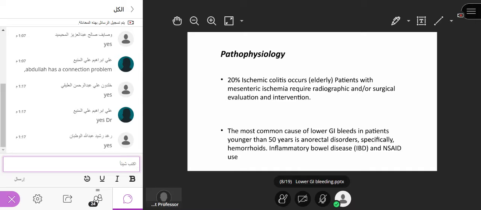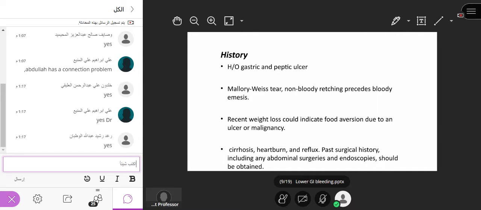anorectal conditions: hemorrhoids and fissure. Inflammatory bowel disease usually presents with bloody diarrhea, so you have fecal content with blood, but they may bleed in isolation without fecal content as well. But most of the time, they bleed with fecal content. And NSAID use can always cause ulceration and bleeding.